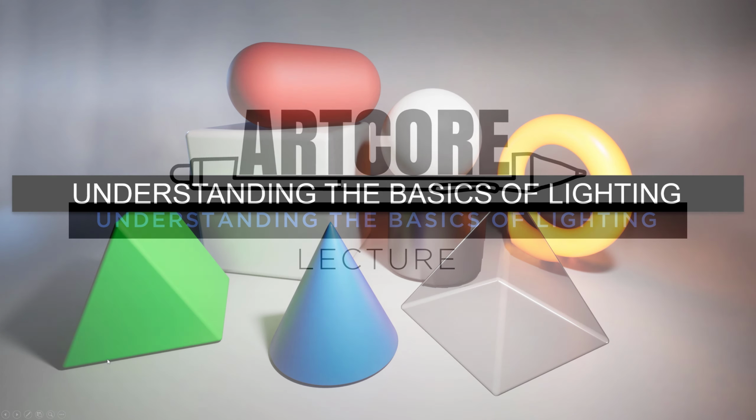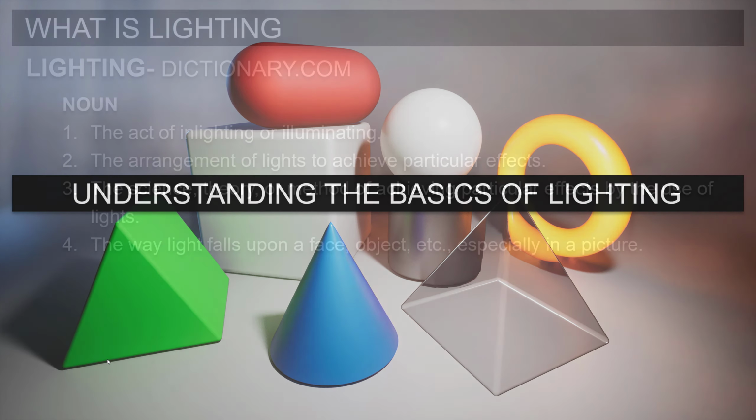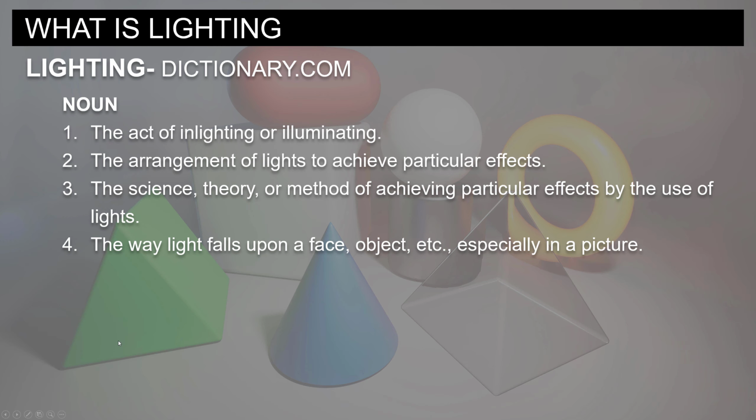Understanding the basics of lighting. So, what is lighting? If you take a look at dictionary.com, what they describe is the act of enlightening or illuminating, the arrangement of lights to achieve particular effects, the science, theory, or method of achieving particular effects by the use of lights, the way light falls upon a face, object, etc., especially in a picture. So I'd say for what we're talking about, number four is probably the most relevant.